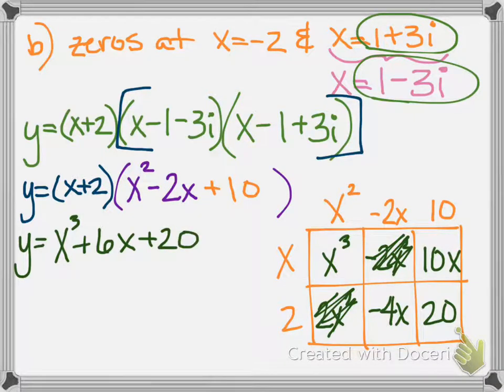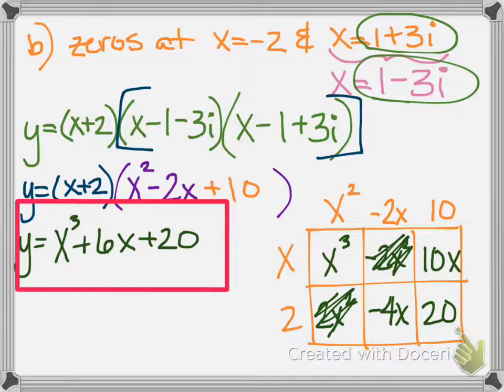So here is the general form of a polynomial function with real coefficients. Again, notice there's no imaginary numbers, and zeros at negative 2 and 1 plus 3i. Okay, on to example C.